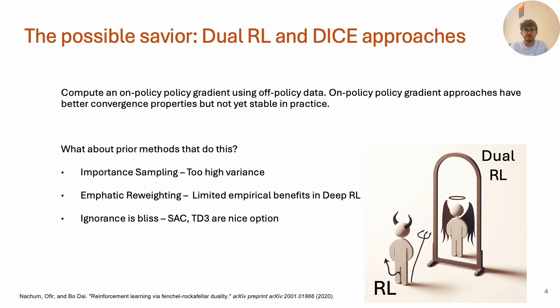On-policy policy gradient approaches are generally more stable. What if we could obtain on-policy policy gradients using off-policy data? Prior approaches have not resulted in performant practical algorithms, and this is what we seek to remedy using dual RL and DICE approaches.